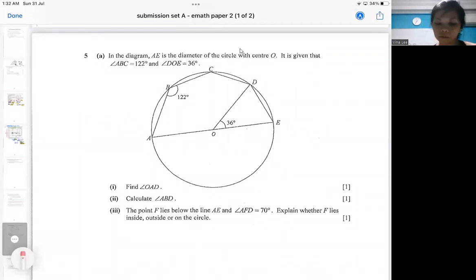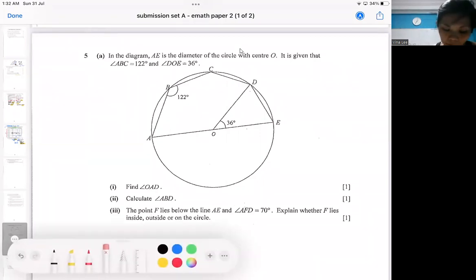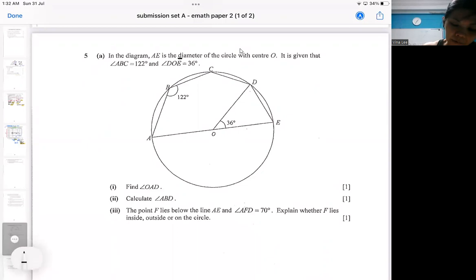So for this question, when you approach a question like this, look at the information. If this is the diameter, is there an angle in a semicircle? We'll take a look. If we don't have one, then let it be first. But how many sides do you have? 1, 2, 3, 4, 5. So this is a 5-sided figure.